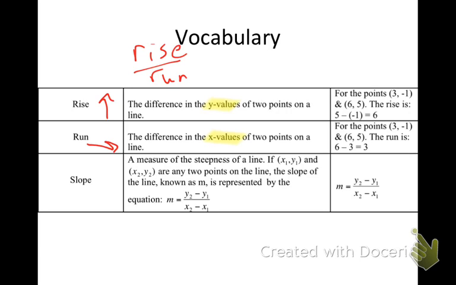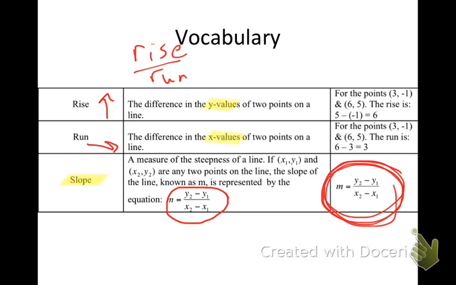And then slope, this is the big one here. You'll want to have this formula written down. Slope is the measure of the steepness of a line. If x1, y1 and x2, y2 are any 2 points on the line, the slope of the line, known as m, is represented by the equation m equals y2 minus y1 over x2 minus x1. Again, the slope formula, you want to write that down. You're going to be using that a lot today.